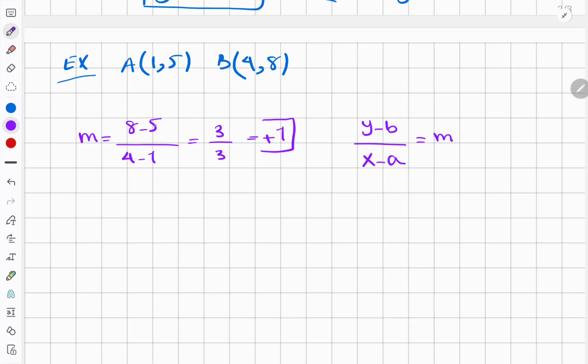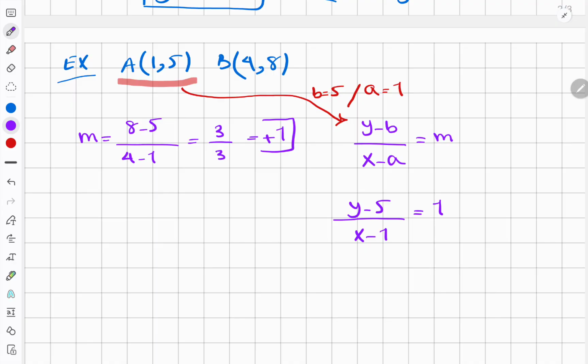Okay, so we have 2 points. You can use a or b, it's up to you. I'm gonna use a and substitute in this equation. So in fact, b is 5 and a is 1. So y minus 5 equals x minus 1 is +1.